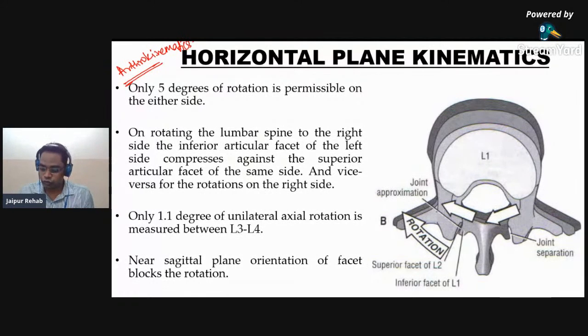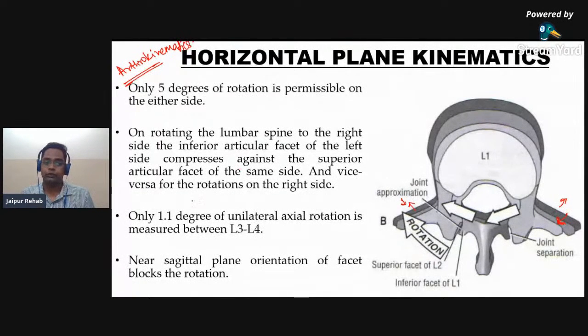Okay, so more articulation, more approximation here. More articulation and compression on the contralateral side, and more distraction on the ipsilateral side. So if I am turning to the right side, it is the right side facets which are going away from each other, and on the left side they'll be coming towards each other, right? The ligaments available on the right side, especially the intertransverse ligament and the capsule of the zygapophyseal joint, could be the ones that would be restricting this motion.